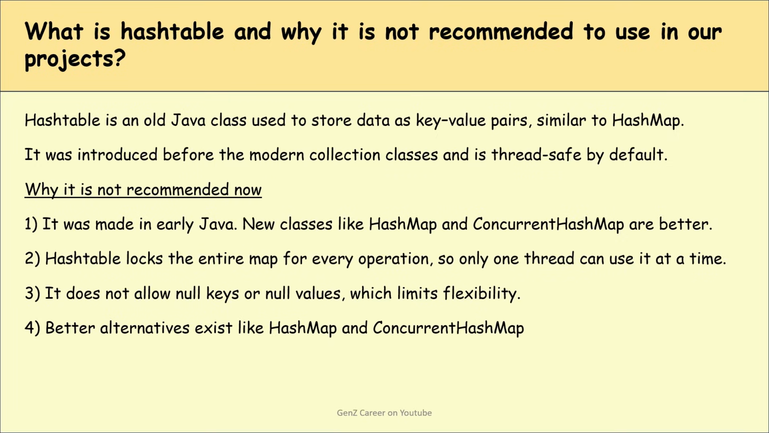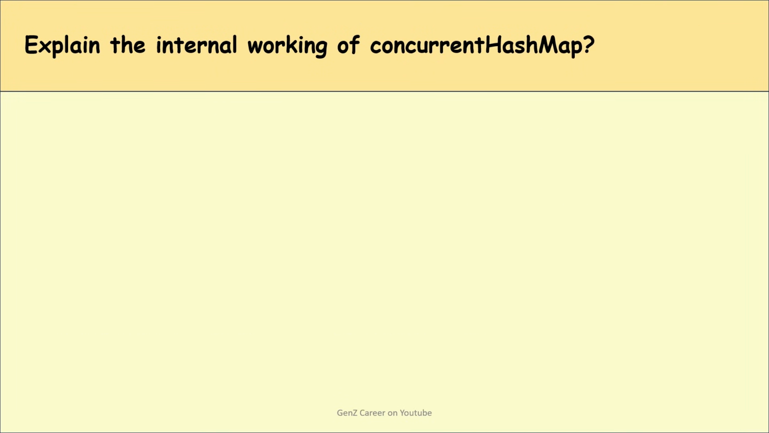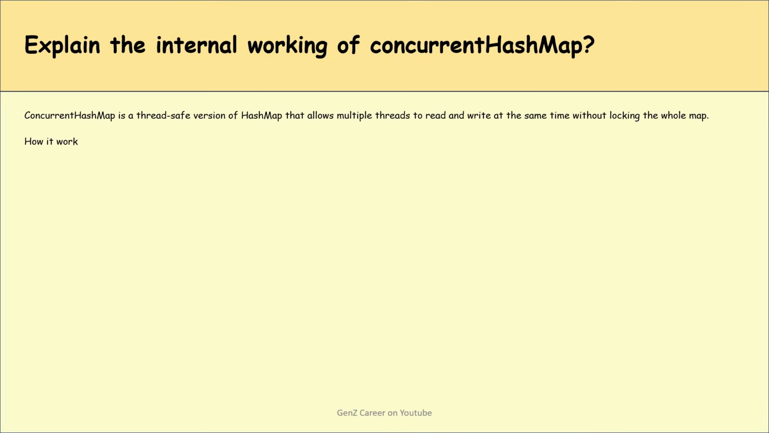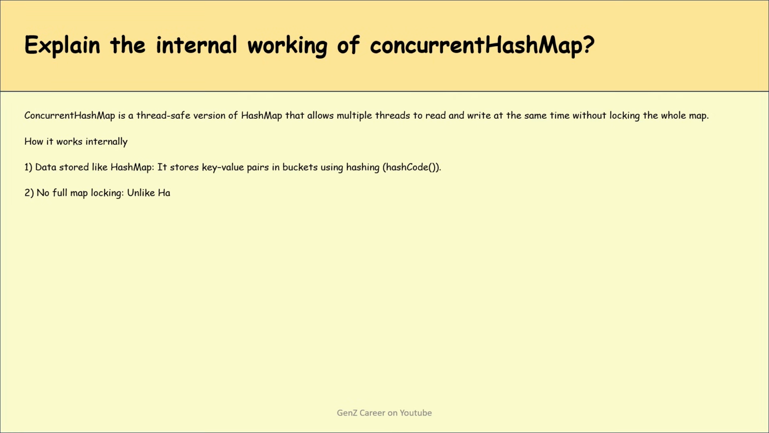Okay. Can you explain the internal working of ConcurrentHashMap? ConcurrentHashMap is a thread-safe version of a HashMap that allows multiple threads to read and write at the same time without locking the whole map. How it works internally: data stored like HashMap. It stores key value pairs in the bucket using hash code. Second is no full map locking. Unlike Hashtable or synchronized map, it does not lock the entire map. It locks only the small part where the updates happen.